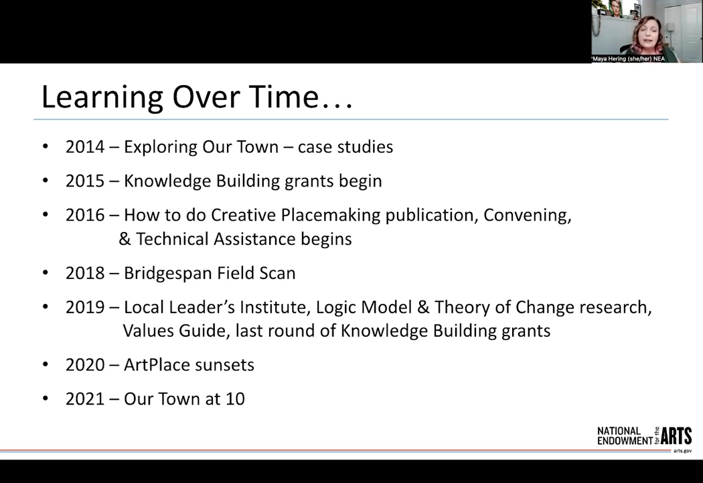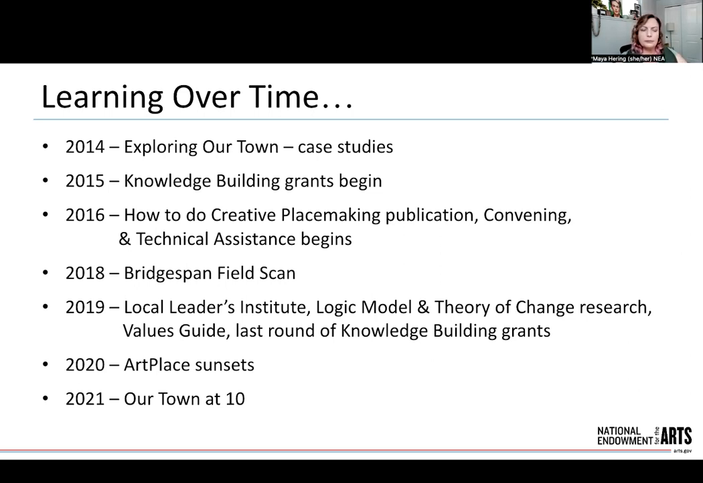So in 2016, the NEA published How to Do Creative Placemaking. We hosted a convening in partnership with several of the other partners I've already mentioned. And we also began partnering with LISC at that time to provide technical assistance for our town grantees. In 2018, we saw the results of the Bridgespan field scan, and that work was really, again, supported by several partners, but it also demonstrated this shift in focus of creative placemaking work away from those earlier years of economic development and livability outcomes, and projects that really sought to advance more social change outcomes and civic engagement at the local level.